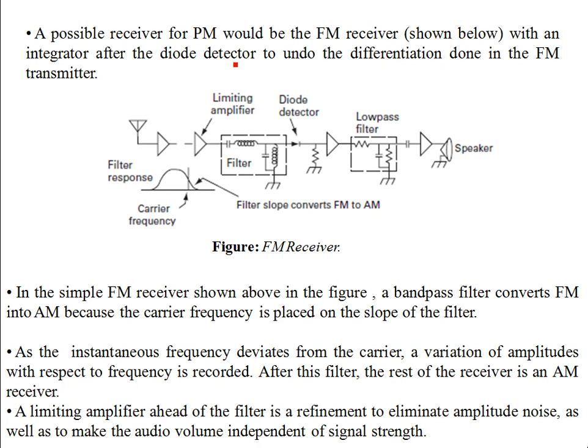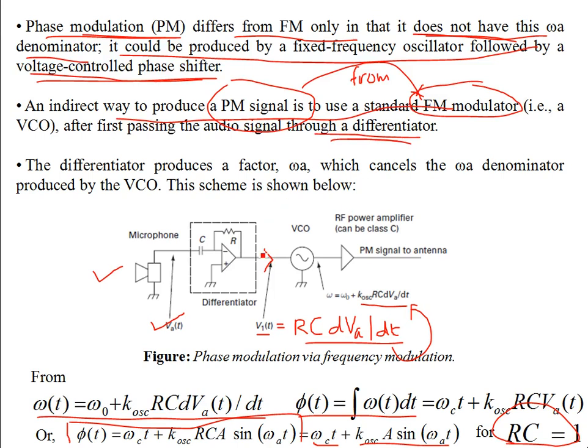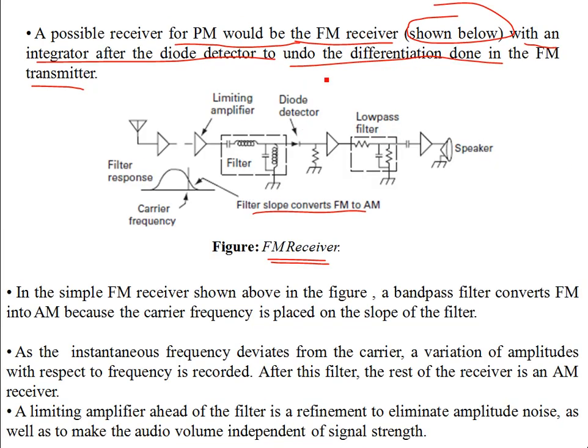This is the possible receiver for a PM wave. A possible receiver for PM would be the FM receiver, which is shown below. This is a basic FM receiver, and we can construct a receiver for PM from it. Let's see in detail how this filter helps in obtaining the original modulating signal. A possible receiver for PM would be an FM receiver with an integrator after the diode detector to undo the differentiation done in the transmitter. Because in PM you had a differentiator, if you have an integrator, it will undo the effect of the differentiator.